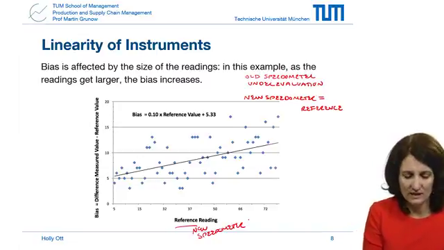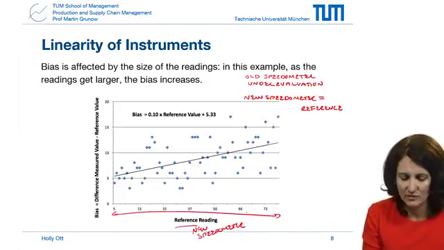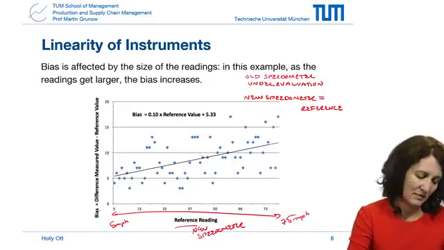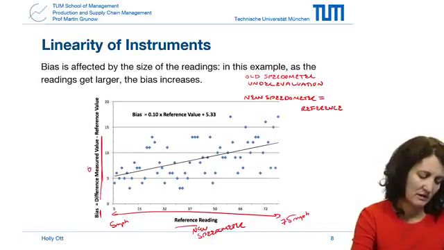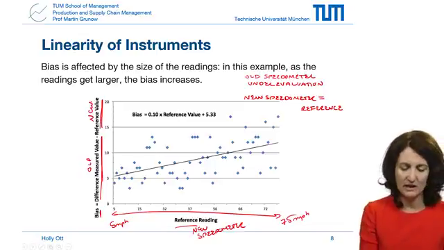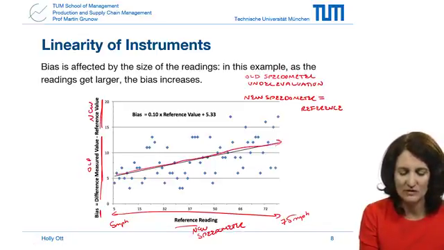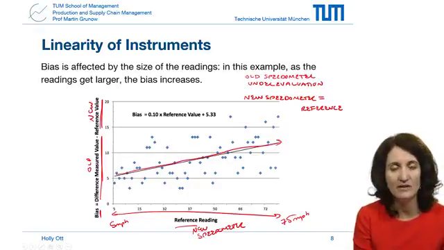And so what we see here is that we have a range of values from 5 miles per hour to, what, about 75 miles per hour? And what we see is the bias is the difference between the old speedometer and our reference, the new speedometer. And you can see that this difference is changing as we go from low values to high values.